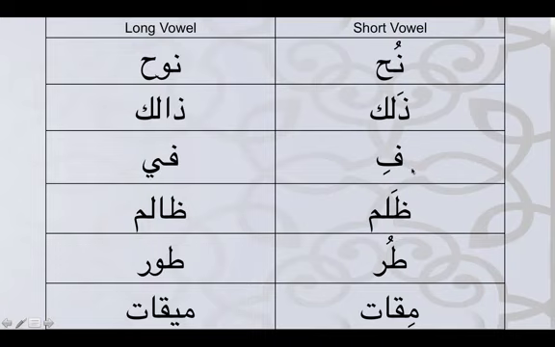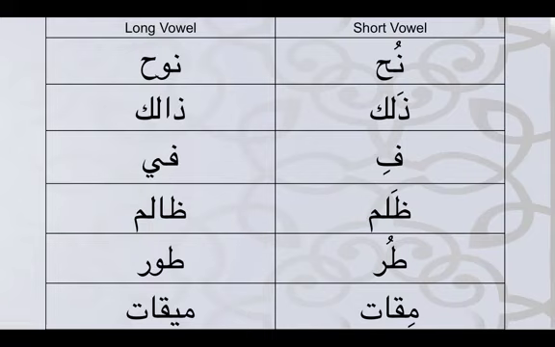So the short vowels are just movements, very quick. The I, the U, the I. But the long vowels are longer. They're U, they're A, they're E. I hope you're starting to understand or hear the difference.